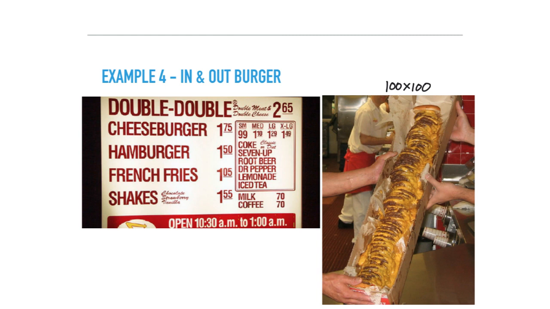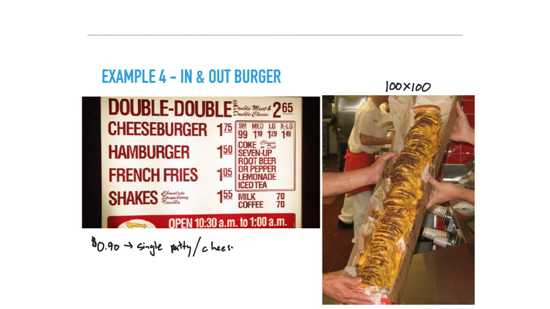A quick way to work this problem out is to look at the difference in the cost of the double and the cheeseburger. $2.65 minus $1.75 is 90 cents. And what 90 cents is going to buy you is, well, if you take a double, which is 2 patties and 2 pieces of cheese and a bun and all that stuff, and you subtract a cheeseburger, which is 1 patty, 1 piece of cheese and the bun and all that stuff, it's going to be the cost of a single patty and a single piece of cheese. So you get a single patty and a single piece of cheese.